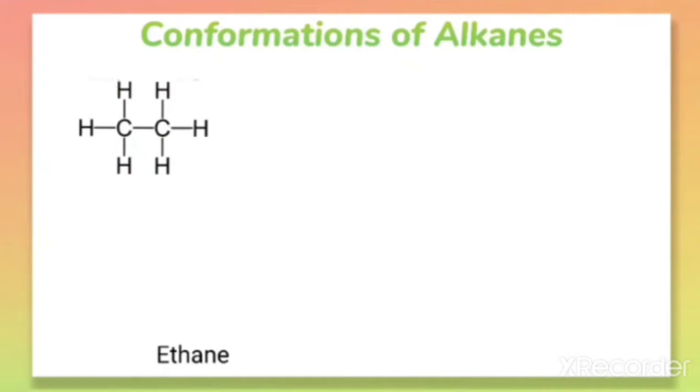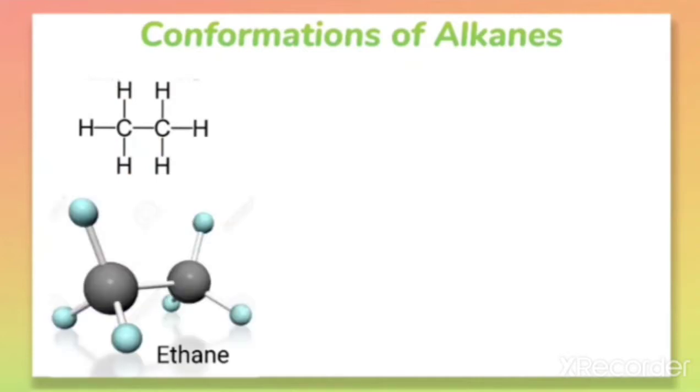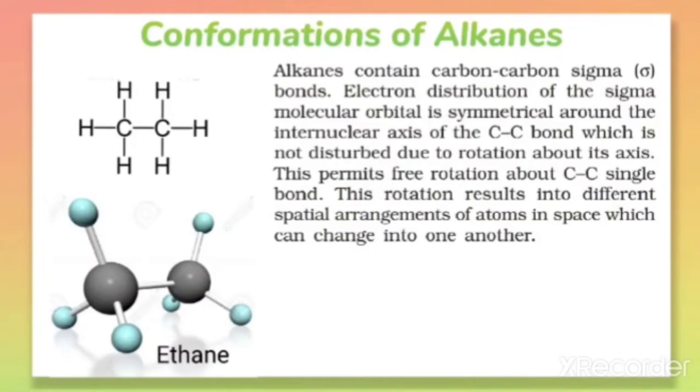When we look at the three-dimensional structure of ethane, these two are the carbons and these are the 6 hydrogens. So it has a tetrahedral geometry because of the sp3 hybridized carbon. Now, these alkanes contain a carbon-carbon single bond, that is actually a sigma bond. The electron distribution of the sigma molecular orbital is symmetrical around the internuclear axis of the C-C bond, which is not disturbed by rotation about its axis.